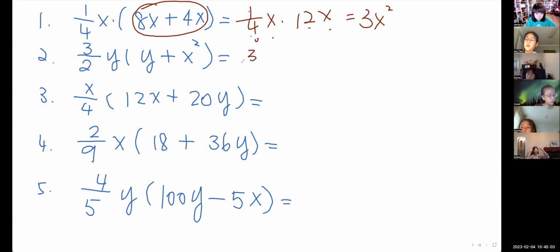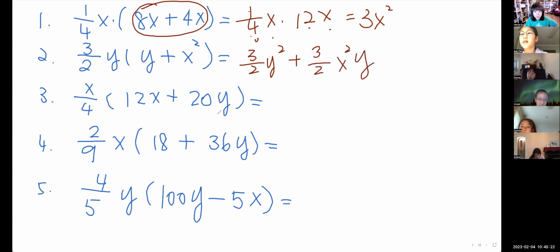3 over 2y squared plus. Trust yourself. Keep going, the first one is right. Plus 3 over 2xy squared. x squared y. I mean x squared y. Very good. You're right. Okay, next one, Emma.